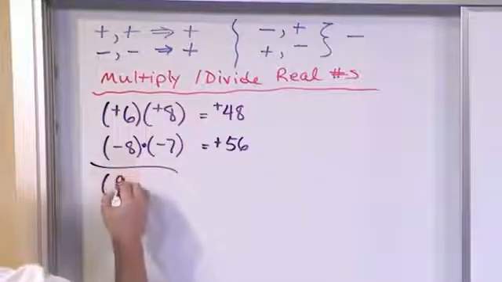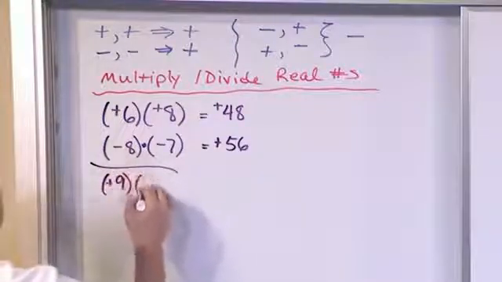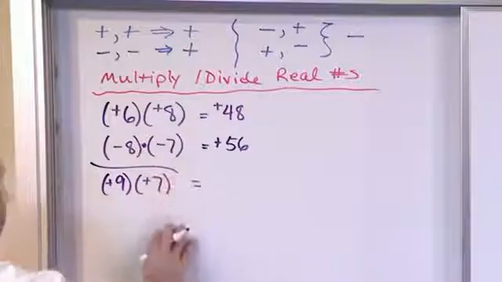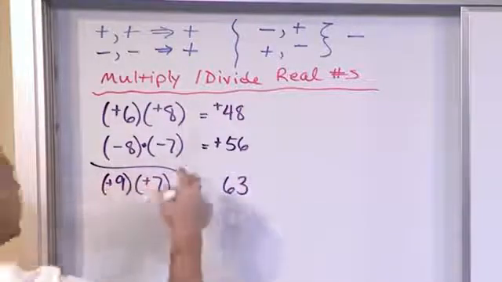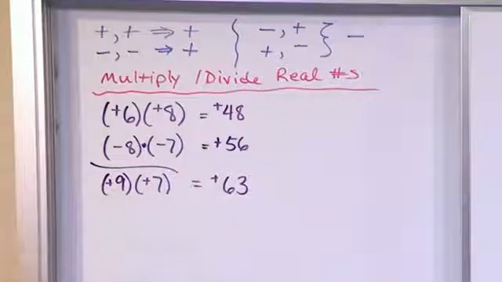What if you have 9 times 7? Well, 9 times 7 is 63, and it's positive times positive, which is always going to give me positive for my answer.